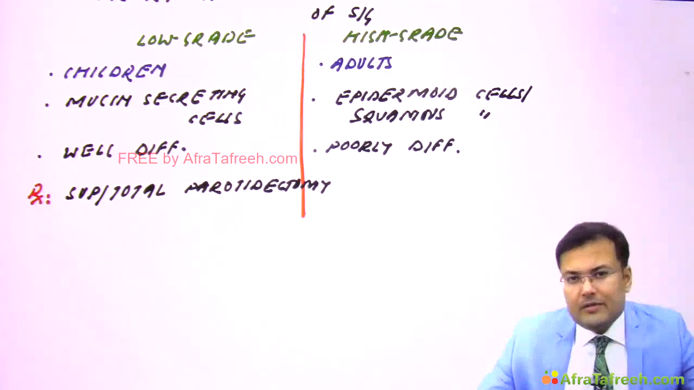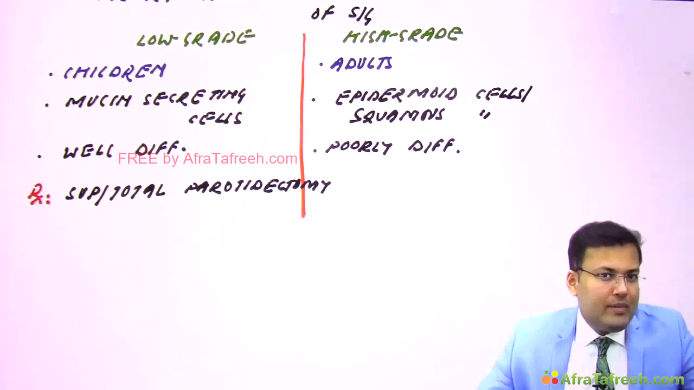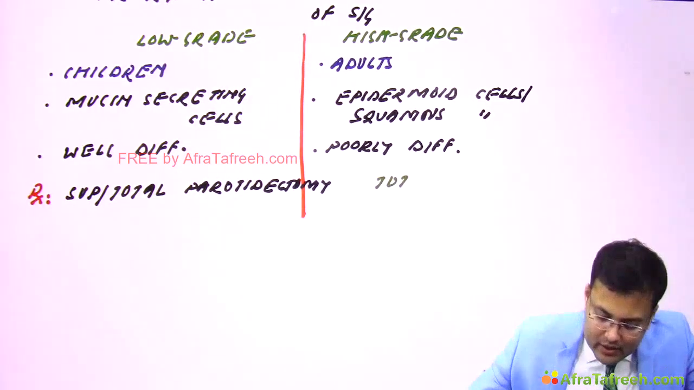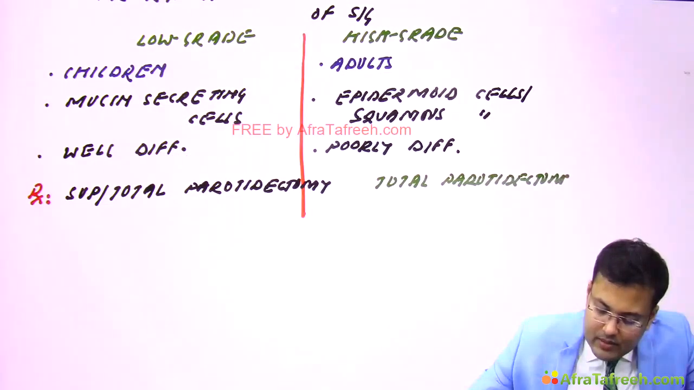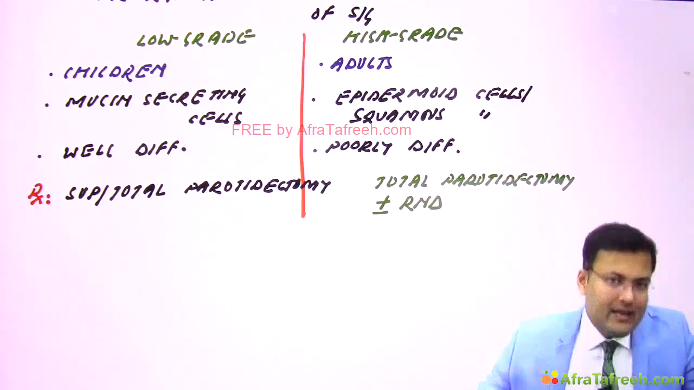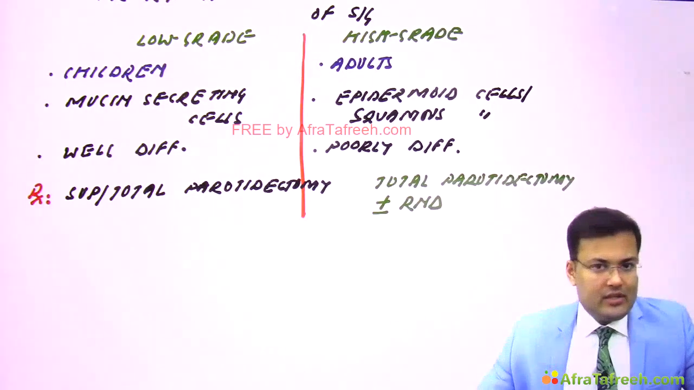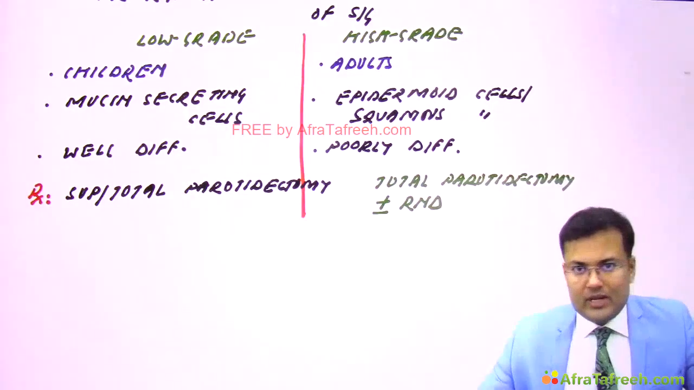So what is the treatment for high grade mucoepidermoid carcinoma? It is total parotidectomy, plus or minus, sometimes we perform radical neck dissection. Clear? So this is how we manage mucoepidermoid carcinoma.